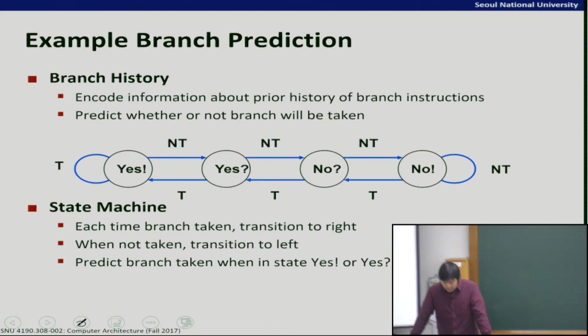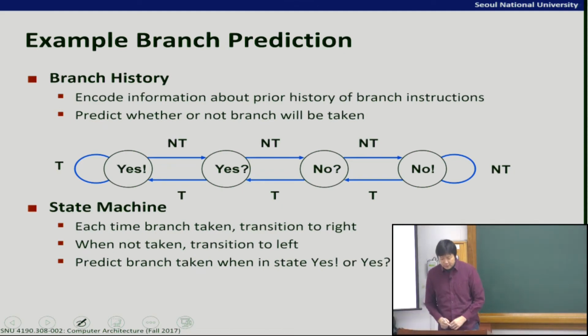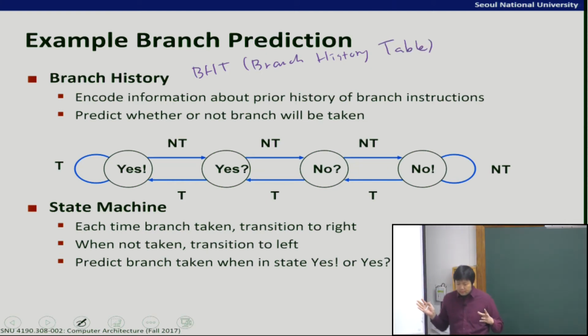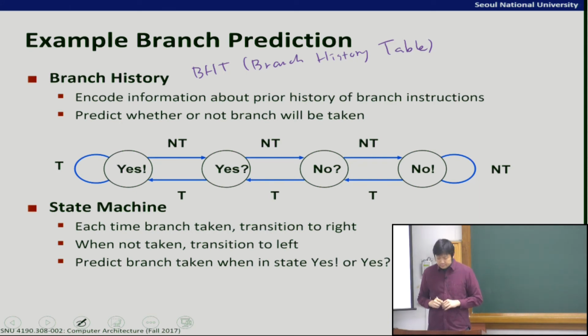This is also like a second part: branch history, tracking a branch history. There's a special structure called BHT, branch history table. This one tracks the history of the previous branching patterns for a specific branch instruction.